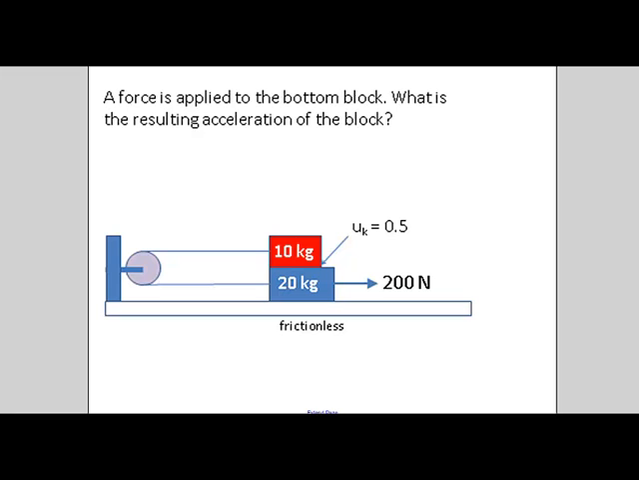So we have two blocks stacked on top of each other. There's some friction between the surfaces of the two blocks, but there's no friction on the bottom surface. The blocks are connected by a rope that goes over a pulley. You can assume everything's ideal. And then there's some pulling force, let's just say by hand, on the bottom block that goes to the right. The question is, what is the resulting acceleration of the block? Probably should say magnitude of the acceleration.